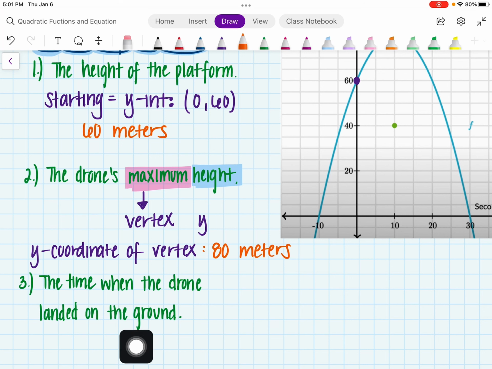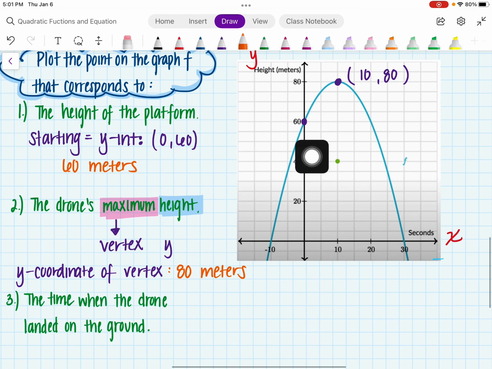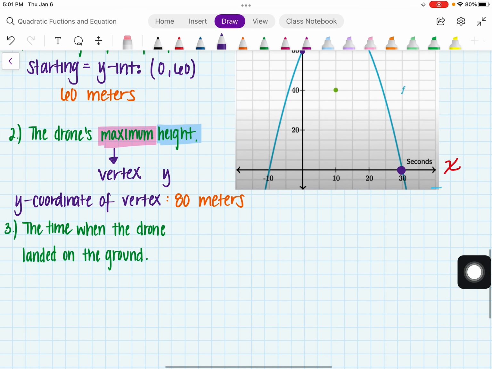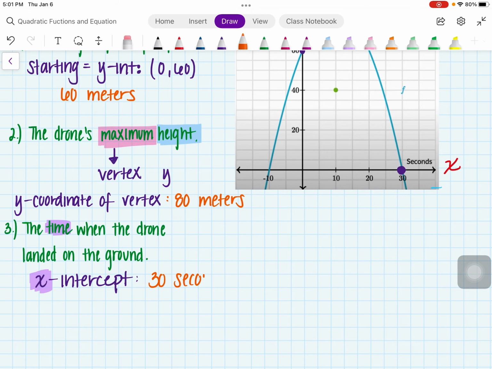And last one, it says the time when the drone landed on the ground. From its start point, it went up, reached its highest point, and started to come down. They want to know the time it reached the ground. This point down here represents our x-intercept. Another clue is they told us we're looking for time. Time is x, so x-intercept. Our answer for that would be 30 seconds.